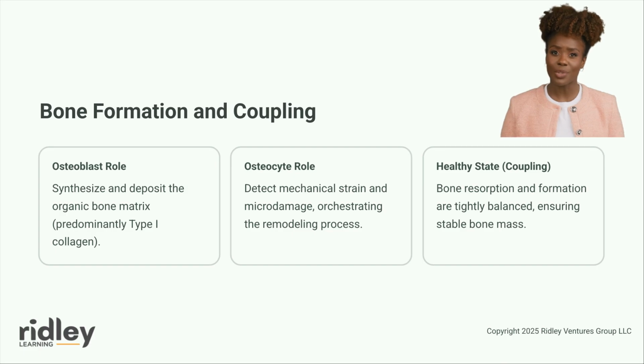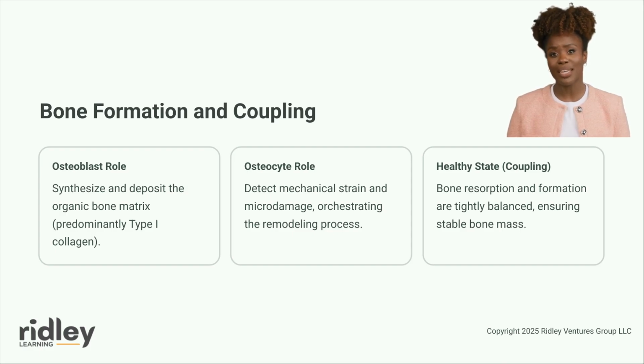Under healthy physiological conditions, bone resorption and bone formation are tightly coupled in both time and space. This means that the amount of bone removed by osteoclasts during resorption is precisely replaced by osteoblast-mediated formation. This coupling ensures that bone mass remains stable and that skeletal integrity is preserved, despite continuous turnover.